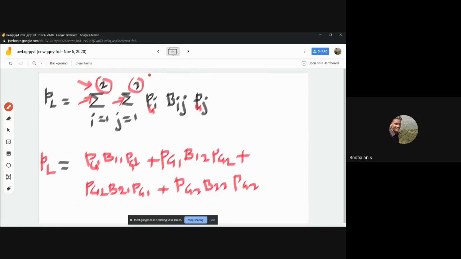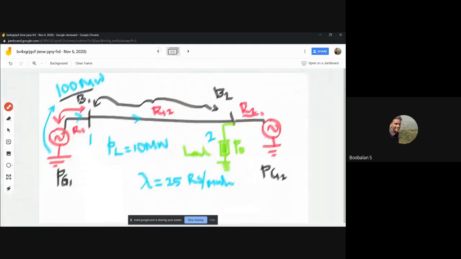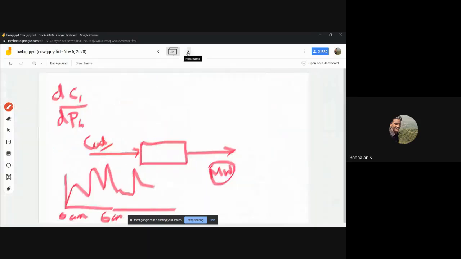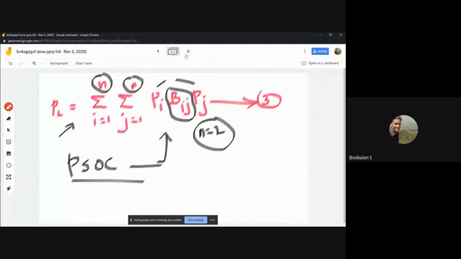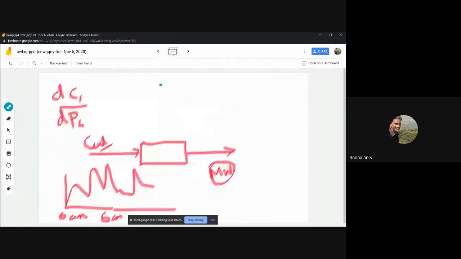Now, in our given problem, what data is given? The given data is PG1, which is 100 megawatt. They have only given this value, 100 megawatt. The remaining things we need to find out. Before replacing these values here, we will first find the remaining values; no need to replace now itself. PG1 is a known value.